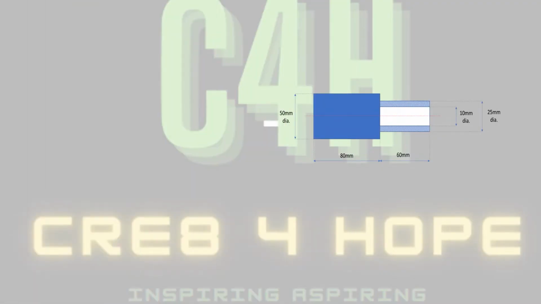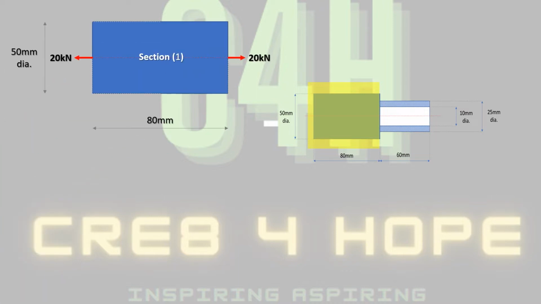So the simplest way of going about this problem is to break the component into two segments. Let's call this section A or section 1. For section A, we're assuming that there is an internal force or internal reaction that will cause the component to be in a state of equilibrium. So both ends will experience a force of 20 kilonewtons, but the senses will be in opposite directions to keep the body in a state of equilibrium.